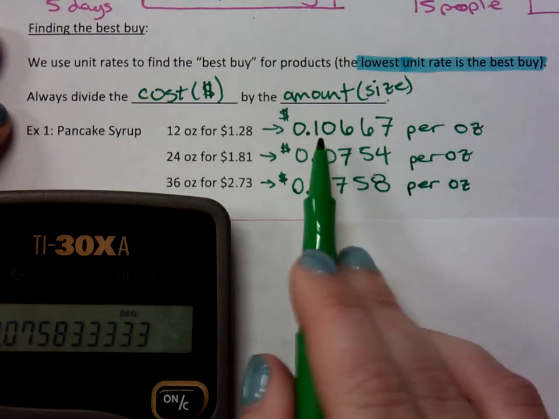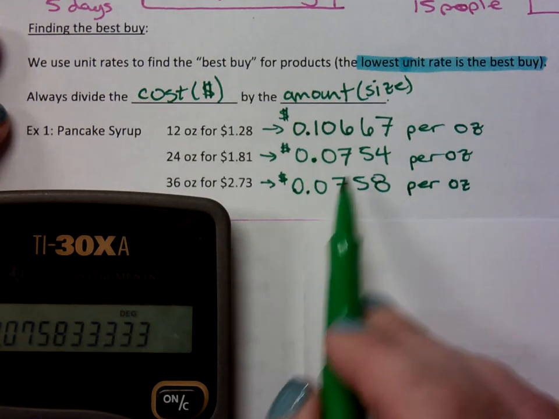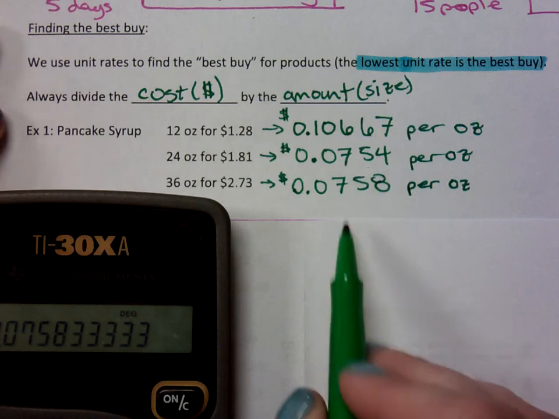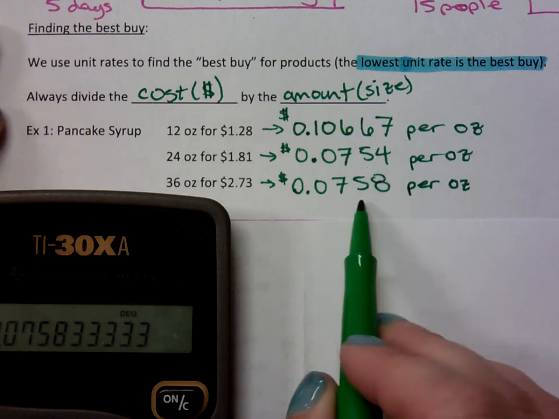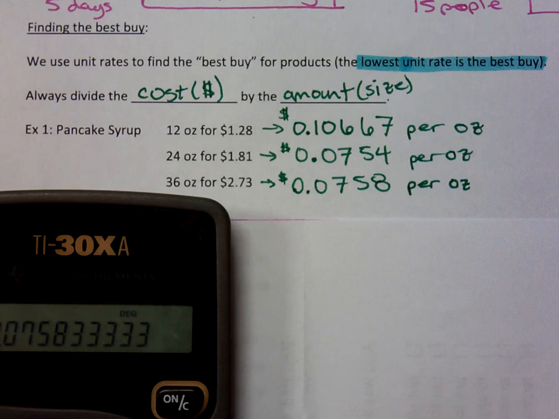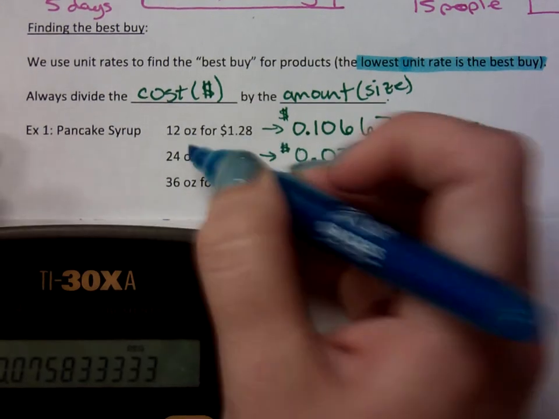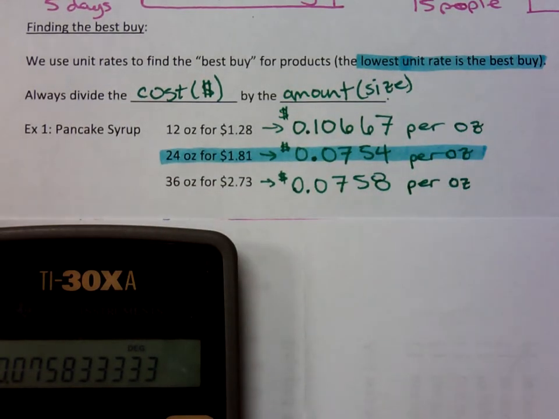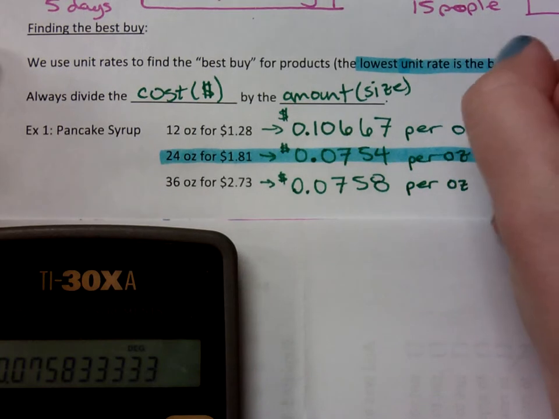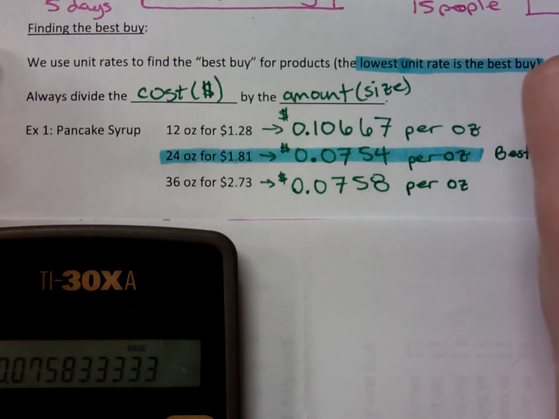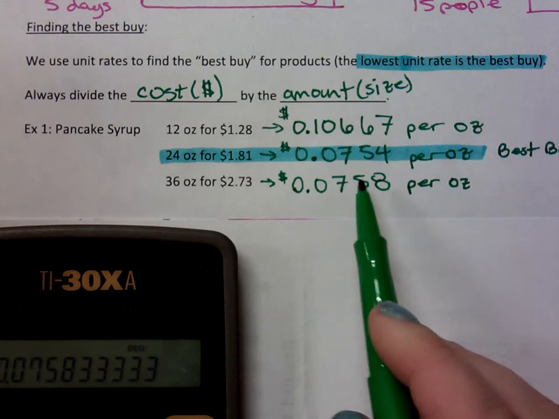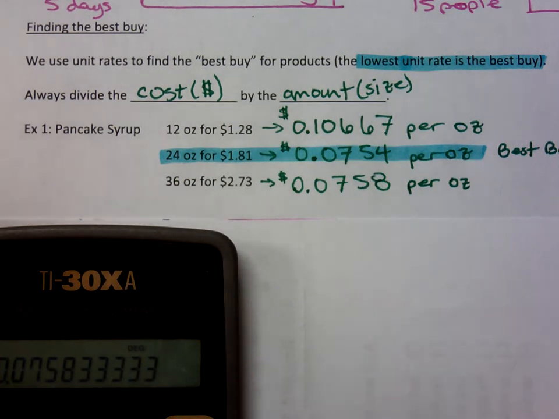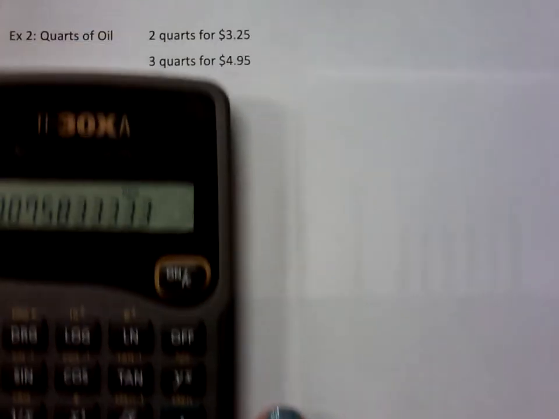So this is about 10 or 11 cents per ounce. This is 7.5 cents per ounce. This is about 7.6. It's a little bit more cents per ounce. So the best buy for this pancake syrup is the 24-ounce bottle. That would be your best buy. So you find the unit rate for each one. And again, whichever one is the smallest is the one you want. That's your best buy. Go ahead and try example 2.